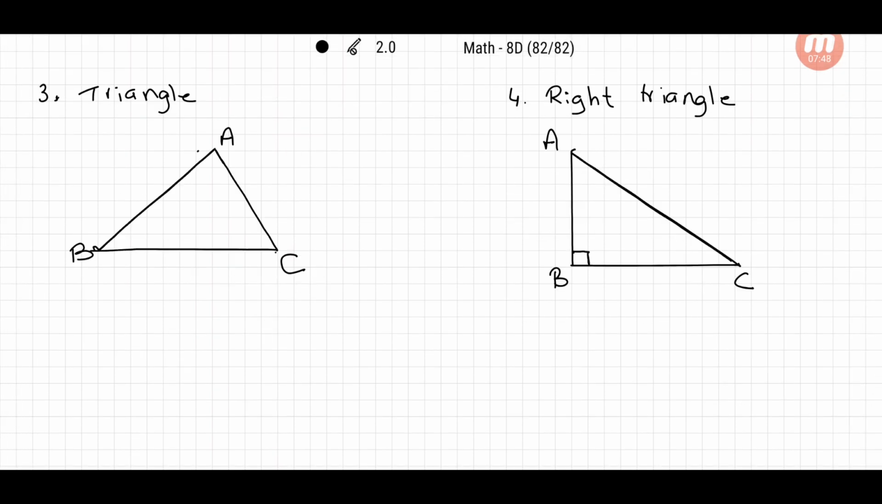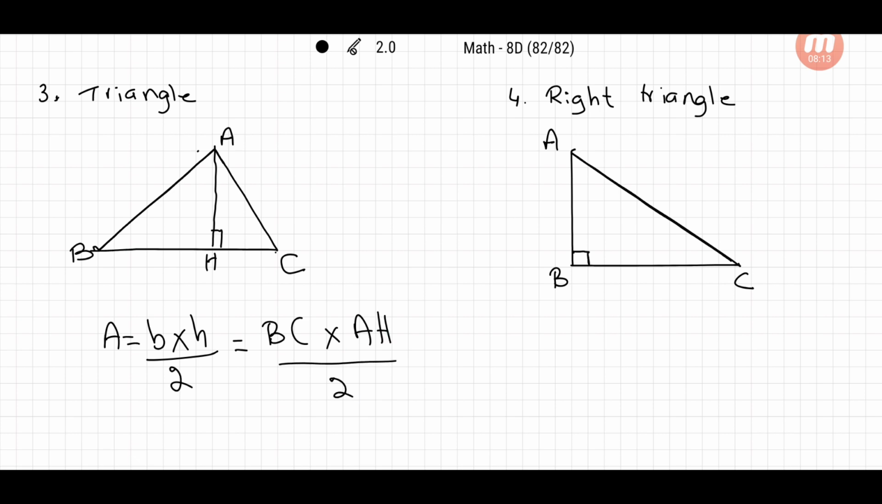Now area of a triangle, the area of a triangle is base times height over 2. So I need to draw the height, so this is the height, it's perpendicular to the base, so this is h. So area of this triangle is the base, which is BC, times the height AH over 2. Now area of a right triangle, in a right triangle I take the height where the right angle is, so AB can be the height and BC the base. So in a right triangle, the area equals base times height over 2. In this case, it is equal to AB times BC over 2. So this is the height and this is the base, since the angle is 90.